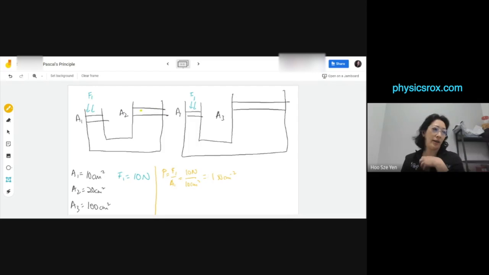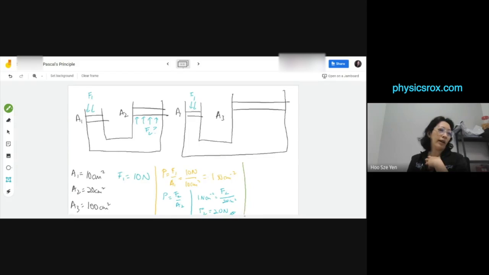So if you do have a smaller area, like A2 is less than A3, the output force will be different. Let's say you want to calculate the resultant F2. Using this formula, F2 over A2, you would have 1 newton per cm squared equals F2 over 20 cm squared. F2 becomes 20 newton. If you calculate for A3, P equals F3 over A3, same pressure being transmitted because same F1, same A1. So you get 1 newton per cm squared equals unknown F3, where the resultant force here is F3, over A3, which is 100 cm squared. You would get F3 as 100 newton.